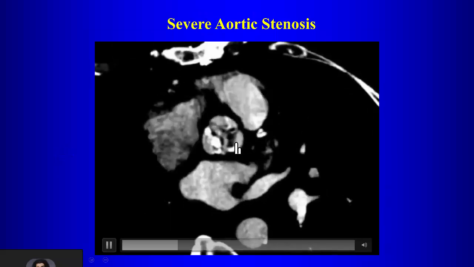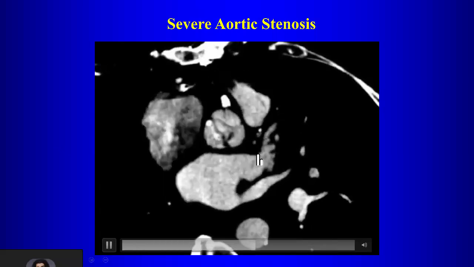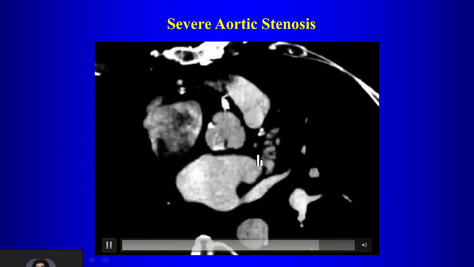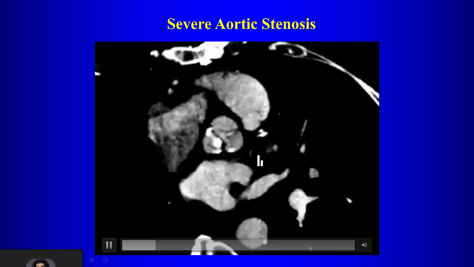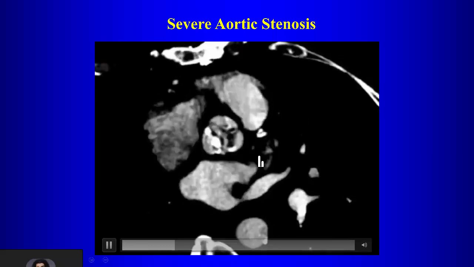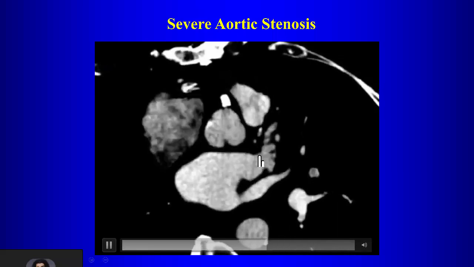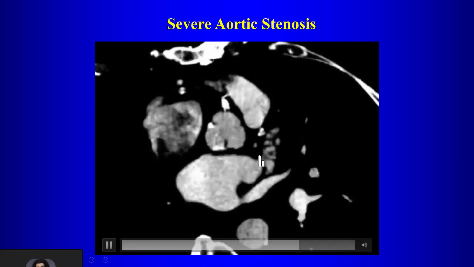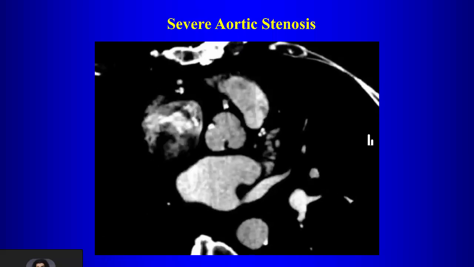So you can see as the aortic valve opens, the leaflets are thickened. There is calcification. It's not quite opening all the way, and we can measure how far it opens. That's called planimetry, and I've shown you how those measurements can correlate with the degree of aortic valvular stenosis. So on CT, the way we grade or the way we can think about how severe the stenosis is is by looking at how much the aortic valve opens.